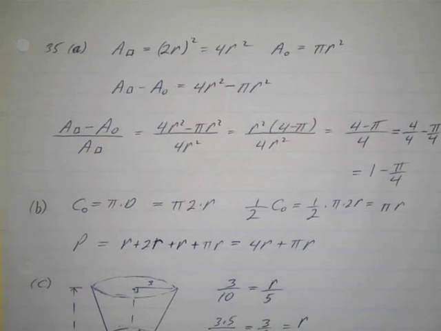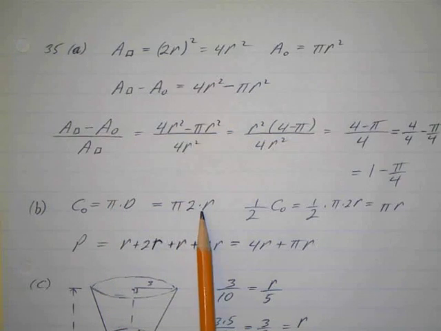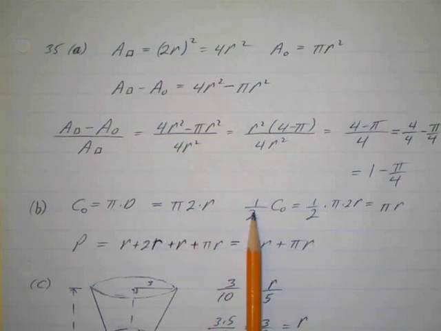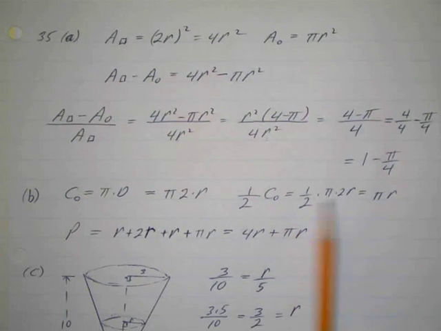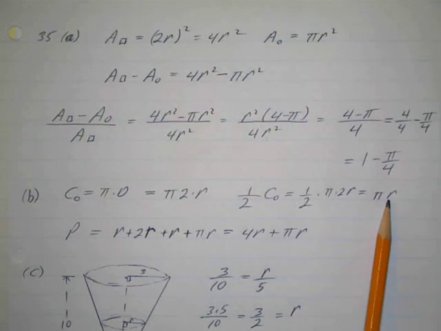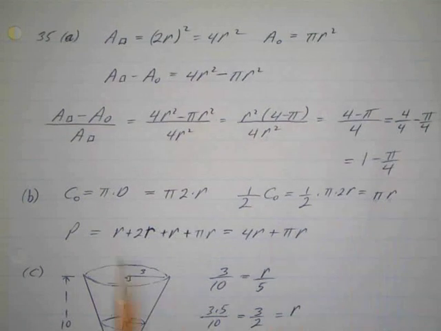Okay, so remember the circumference of a circle is pi times diameter, or pi times 2r. But we want half of that, so half of the circumference of the circle is half of pi times 2r. Those cancel. I'm sorry, that's the circumference, pardon me, not the area. That's the circumference of the semicircle. We want half the circumference, so that's pi r.